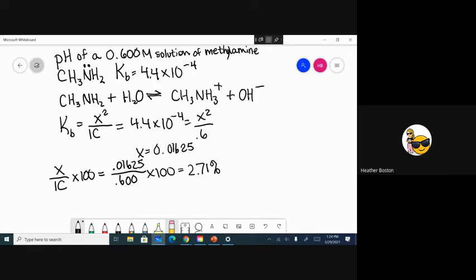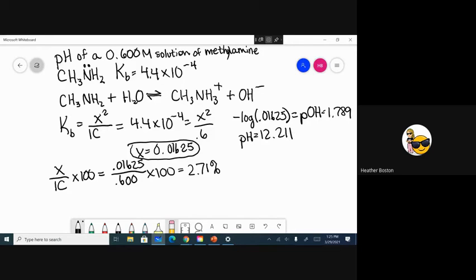Now, double checking though, if you skip the ICE chart, you have to remember x is not the concentration of H plus, it is the concentration of OH minus. So negative log of 0.01625 is going to give me pOH. It's going to be 1.789, and then pH is going to be 12.211.